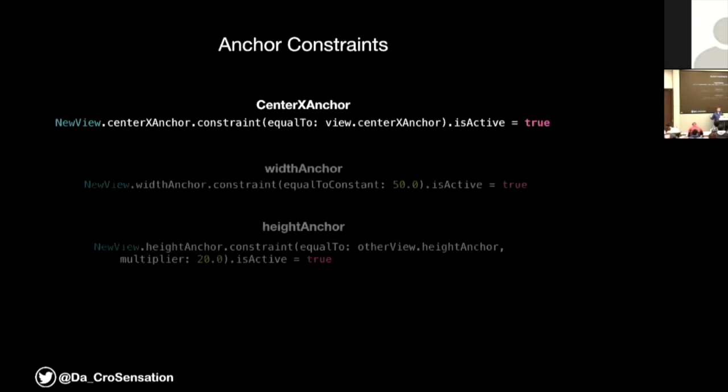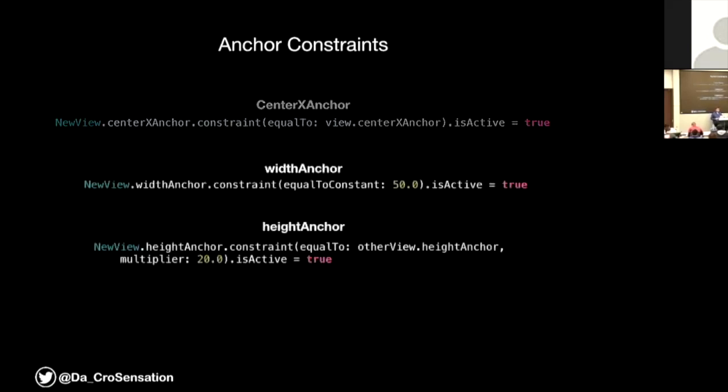And just like visual formatting language, if I need to turn on and off constraints on the fly, depending on my business logic, I can still do that here programmatically. Same thing here with my width and height anchor. I'm saying my new view's width anchor's constraint is going to be equal to 50. Again, this can be a global variable if it needs to be, and I can set these on and off depending on what my business logic is.